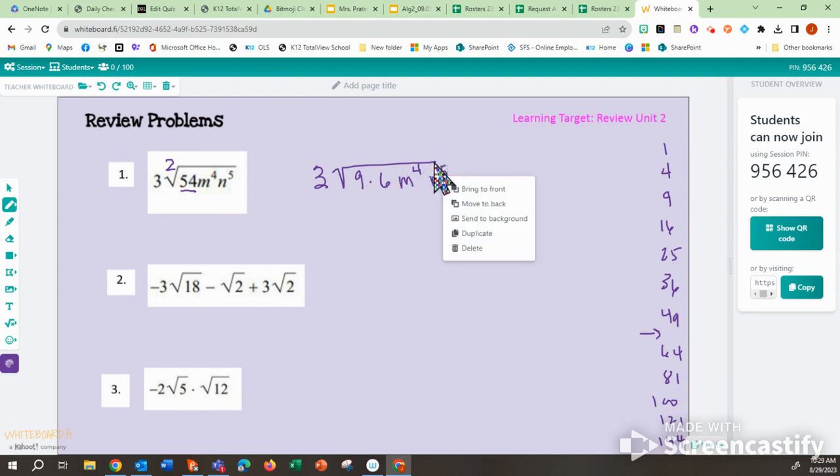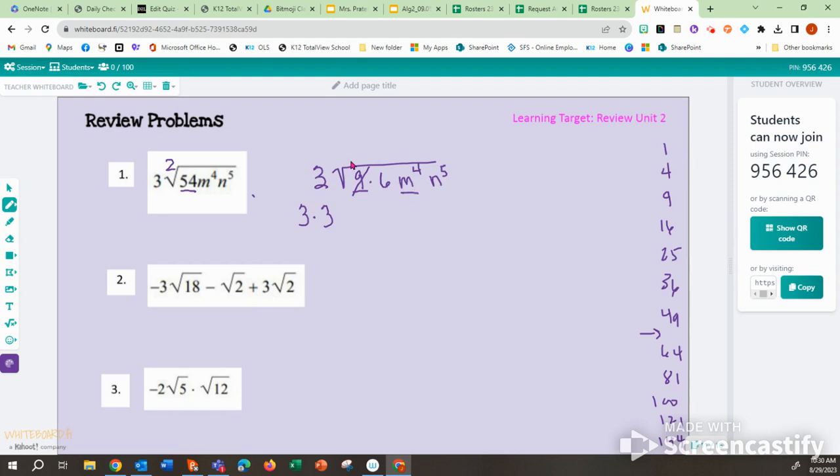I'm just going to do this in one step. Okay, so what I'm going to do is underline everything that's a perfect square. So 9 is a perfect square, and m to the 4th is a perfect square because its exponent is divisible by 2. So I'm going to take the square root of 9. That means 3 is going to come out. There's already another 3 outside, so those 3's are going to get multiplied together. I'm going to skip the 6 because it's not a perfect square.